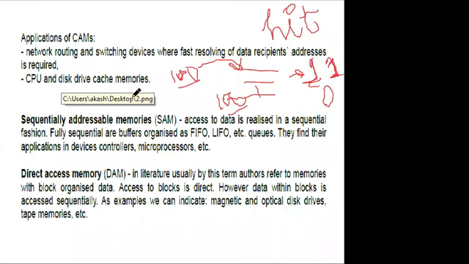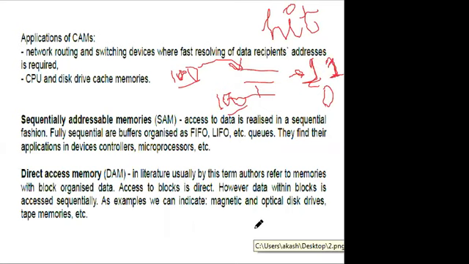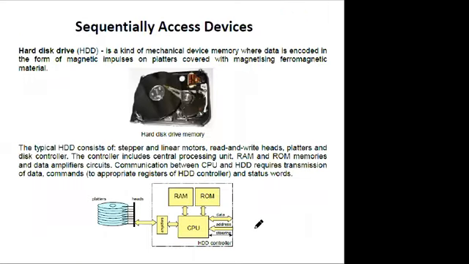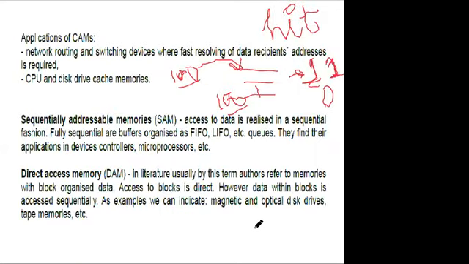CAMs are used in CPU and disk drive cache memories, and sequential addressable memory. So these are the parts that we need to discuss now. What is a sequential addressable memory, and what are direct access memories? Let us have a brief overview of sequential access devices or addressable memories.